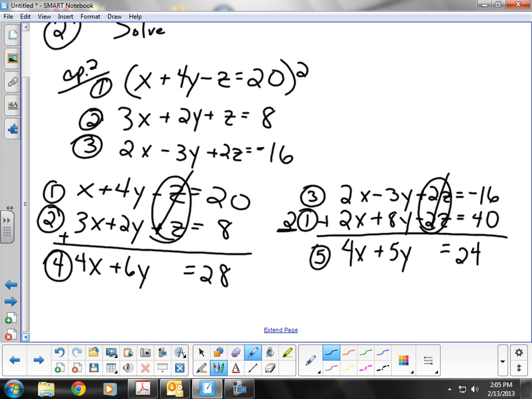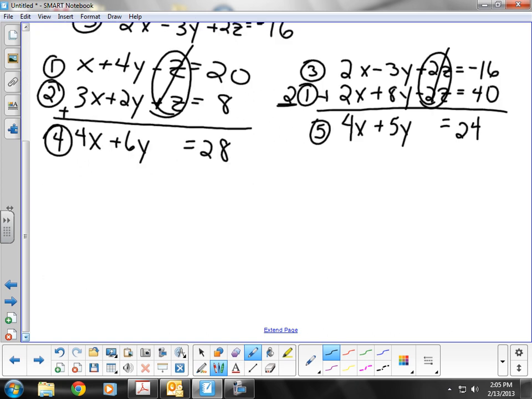Everybody understand that? Okay, now what I'm going to do is I'm going to take equations 4 and 5 and put them together. So I got 4x plus 6y is equal to 28, and 4x plus 5y is equal to 24. Now, if I just add them just like they are, am I going to get anywhere? What did I need to do?